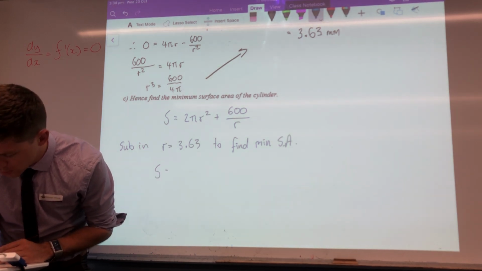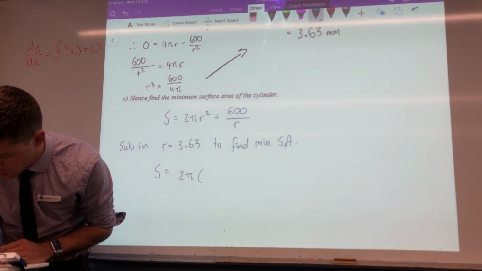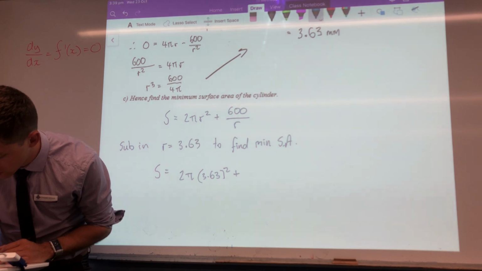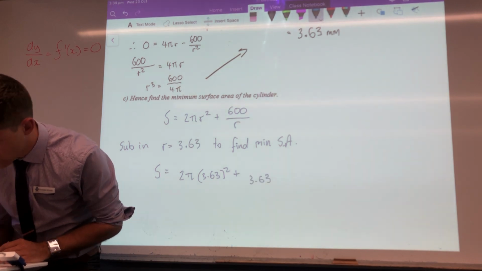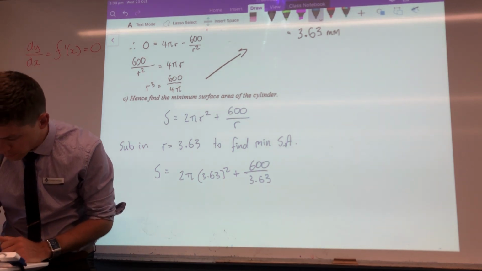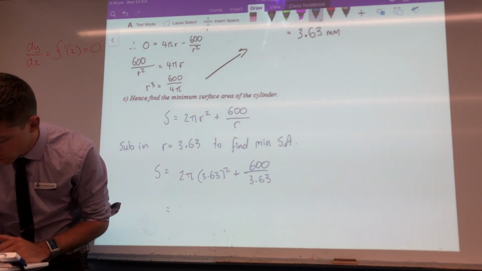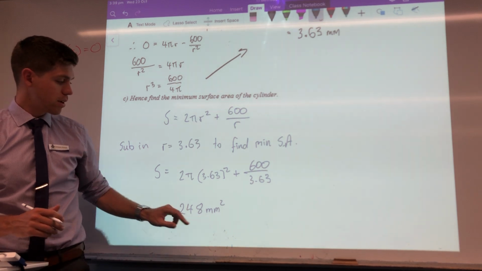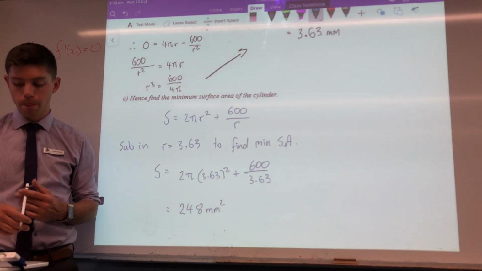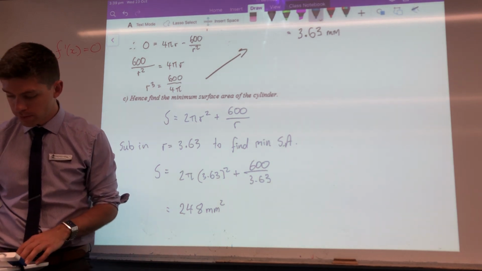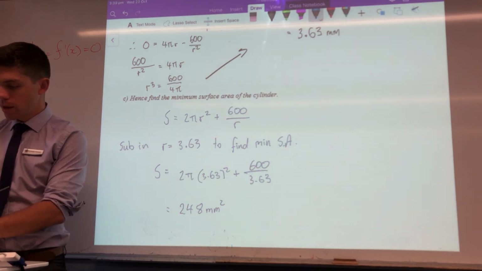So S equals 2 pi times 3.63 squared plus 600 over 3.63, which is equal to 248 millimeters squared. Once again, the 3 significant figures. Okay, let's have a look at a second example.